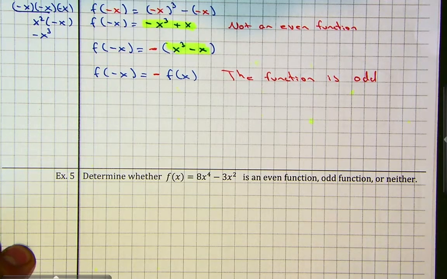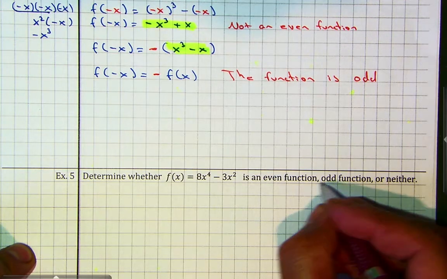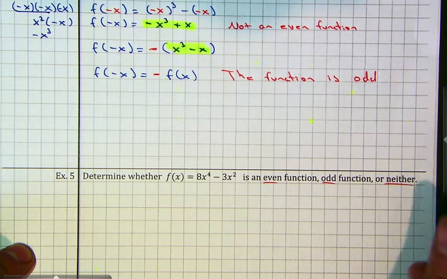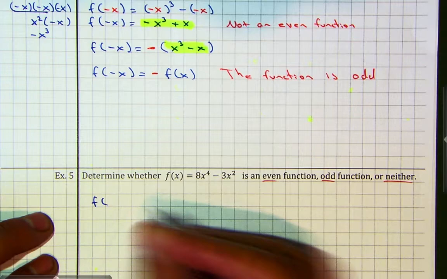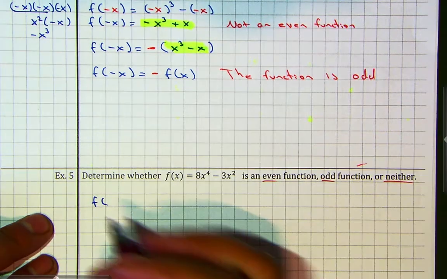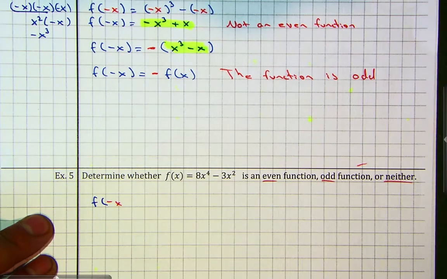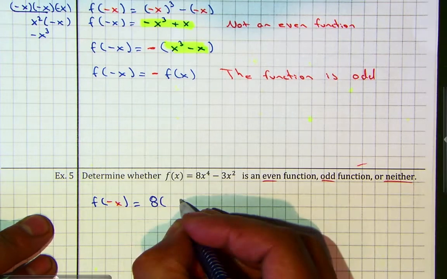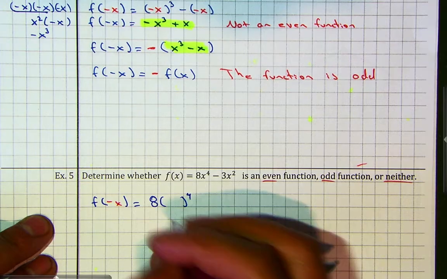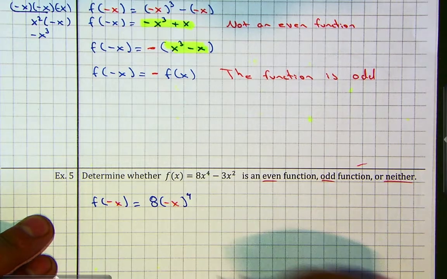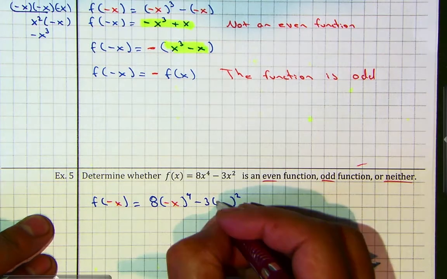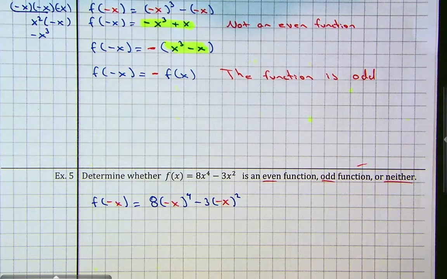Excellent. So to determine if it's even, odd, or neither, I'm going to replace my x with a negative x. 8 x to the fourth minus 3 x squared. And now I'm just going to simplify it.